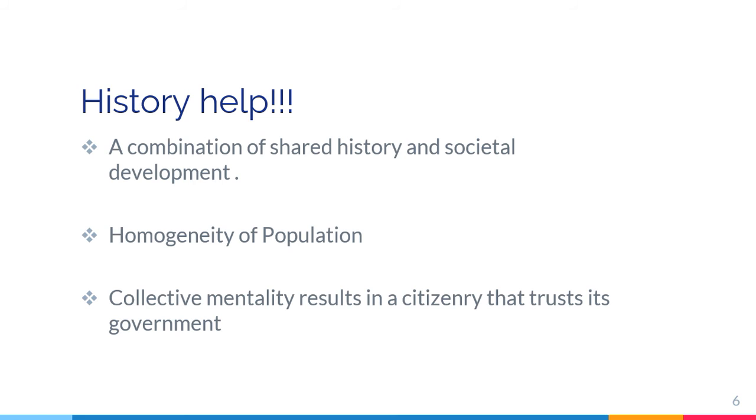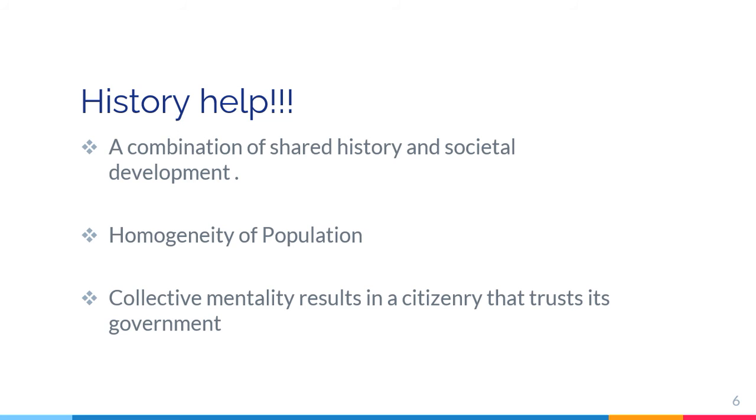And also, because of the homogeneity of population. The five Nordic countries have had a history of homogeneous population, and this means that most people had similar requirements, and any policy initiative would benefit a huge section of the society, thereby making it easier to push through the reforms.